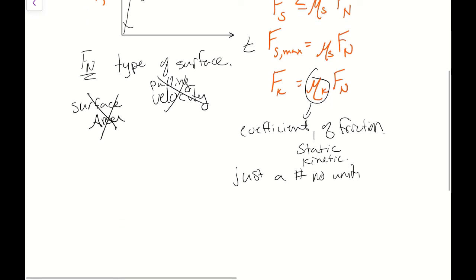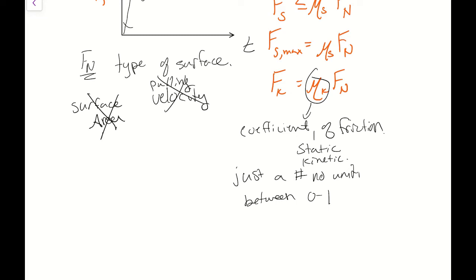Typically that number is between 0 and 1. It can be greater, but oftentimes we don't really see that. What that tells us is how rough those surfaces are. So a rougher pairing of surfaces gives us a bigger coefficient of friction.